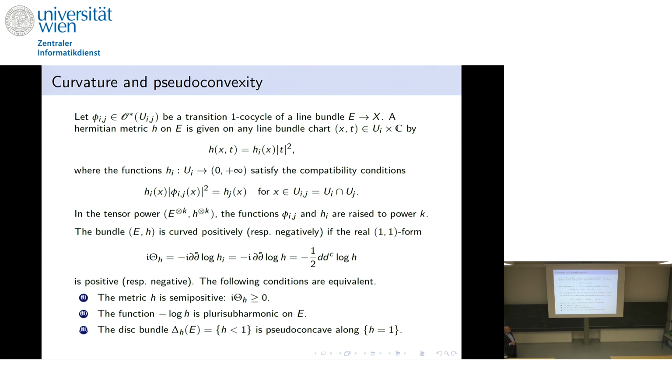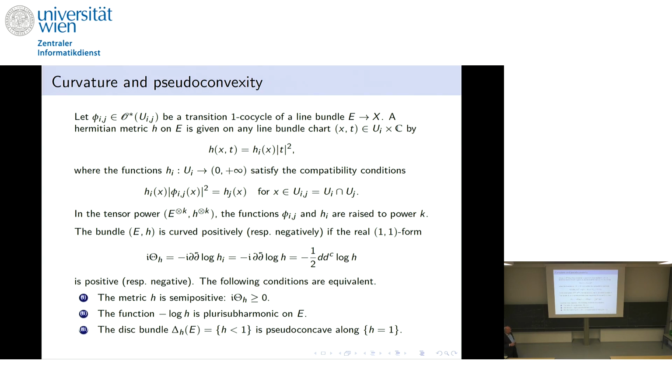Okay. Now, this is the important notion. We say the bundle is curved positively or negatively if this real one-form, i times theta, which really comes out to minus a half of dd^c of the logarithm of h, is positive or negative. Or we also call it semi-positive if it's bigger or equal to 0. This is well known. And from this, you see that you have a correspondence between positive or semi-positive metrics and functions h whose minus logarithm is plurisubharmonic. So you have a minus sign there, so that's why you have the opposite.